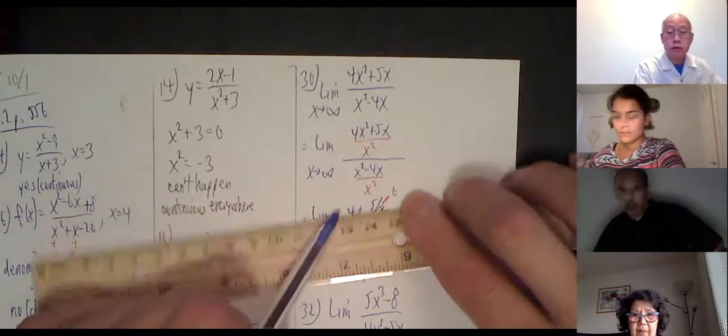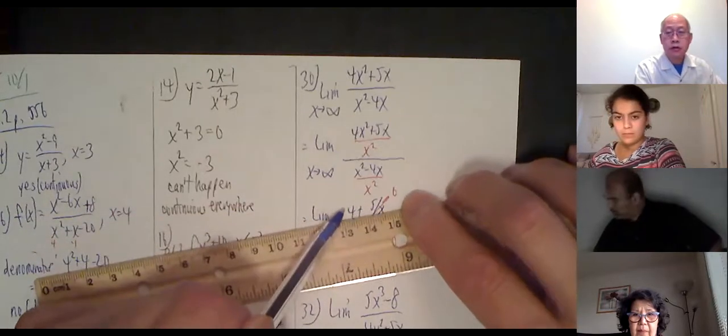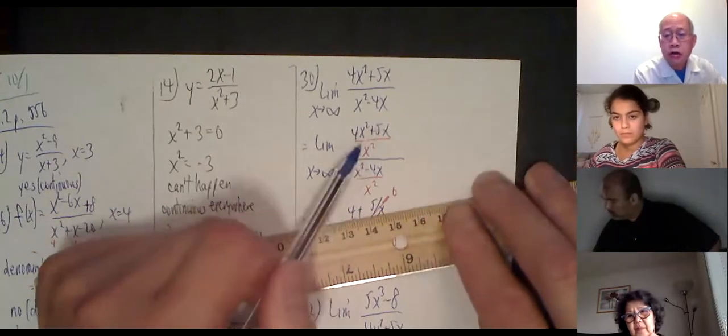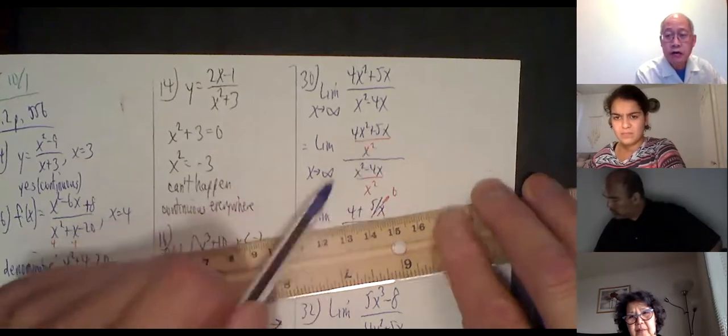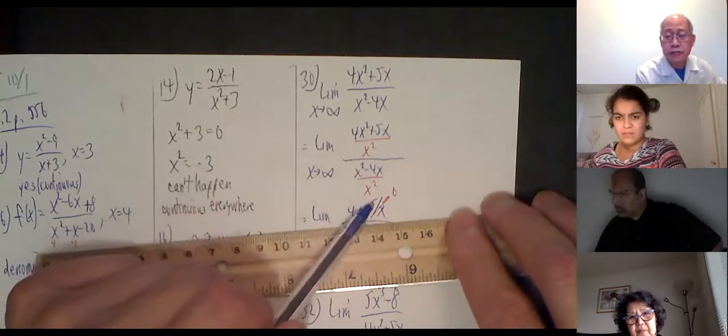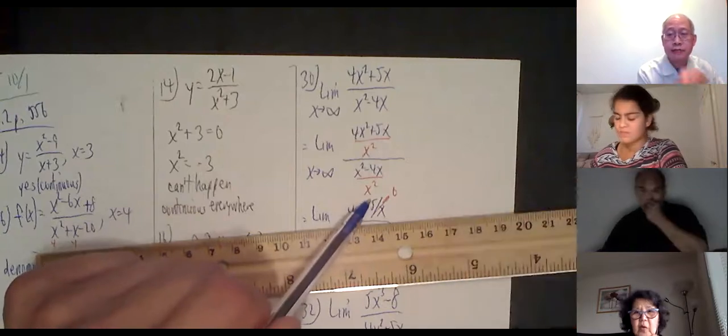4. Okay. What is 5x over x squared? The x cancels out, so I have 5 over x. So 4 plus 5 over x.